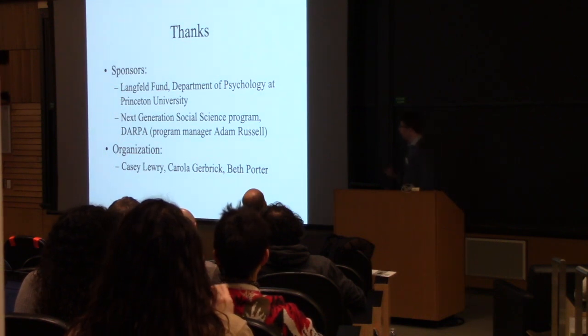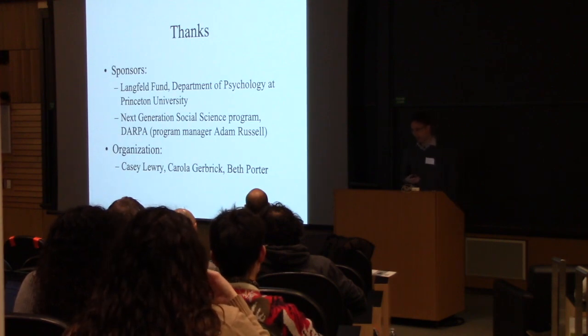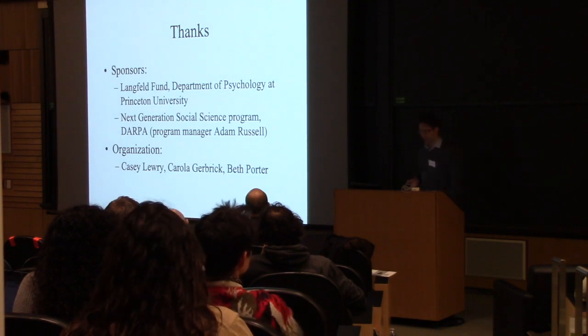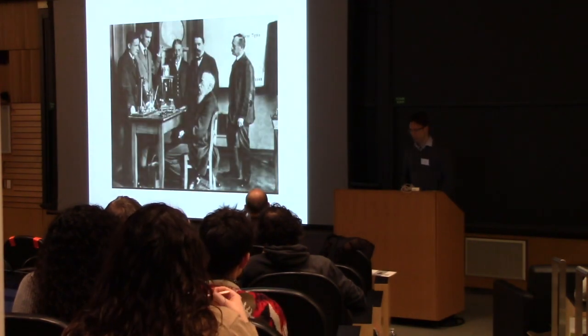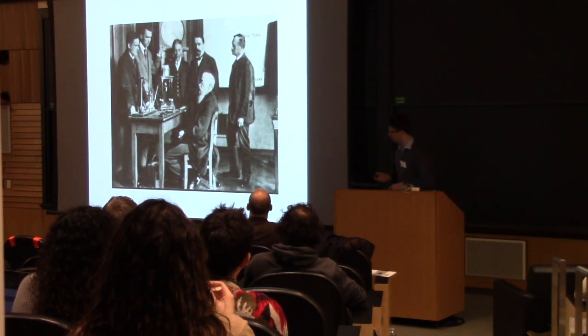Okay. So the reason why we're all here is to think about how we are going to do psychology differently using the kinds of technologies that are becoming available to psychologists. So this is the first psychology lab. This is Wilhelm Wundt's lab. This is Wundt sitting right here.